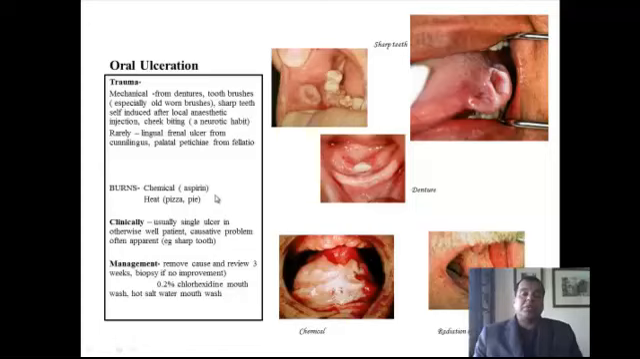So burns, as I said, could be chemical such as aspirin, or due to some heat such as eating pizza or pie. Clinically, these ulcers are usually single in an otherwise well patient, and the cause of the problem is often apparent, and management involves removal of the cause and review at 3 weeks, but if no improvement, then you need to make a biopsy. 0.2% chlorhexidine mouthwash or hot salt water mouthwash 3 or 4 times a day for a week will also help with the healing process.